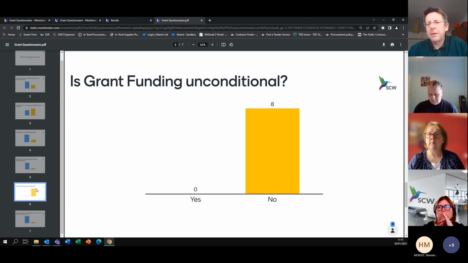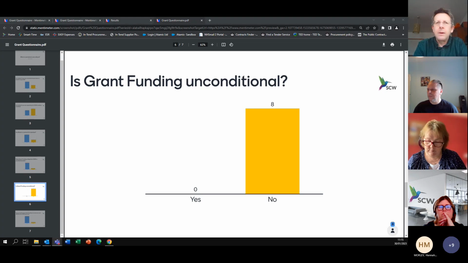Is grant funding unconditional? Absolutely not. I'm glad everyone's got this one right. It's along the lines that you're still allowed to require whatever the grant is given for, to ensure that money is spent and used for that purpose.